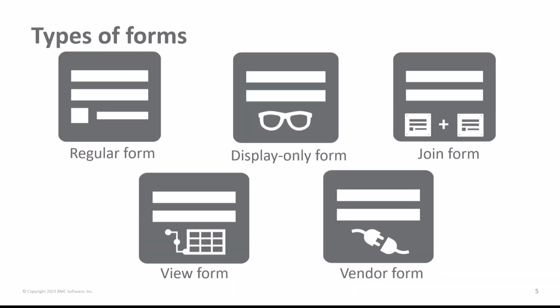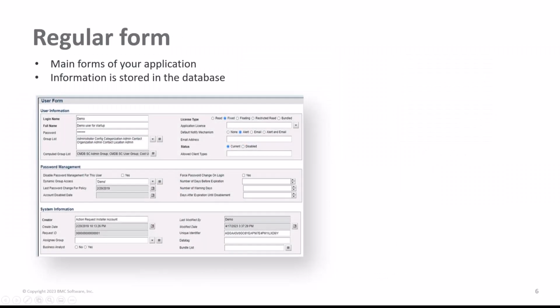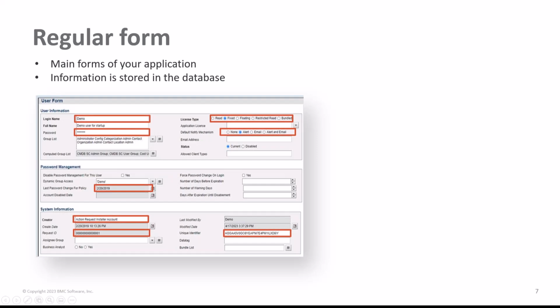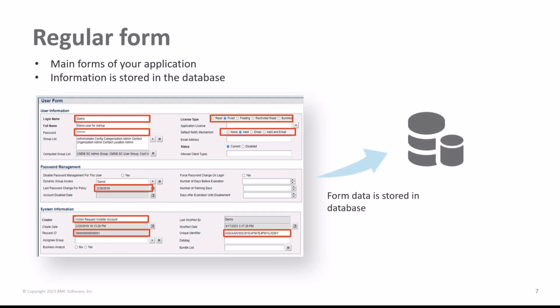Now let's understand the different types of forms that you can create. A regular form builds and manages tables to store the data displayed on your forms. By default, a form has 8 core fields, which you can modify. The data from regular forms is stored in the database.